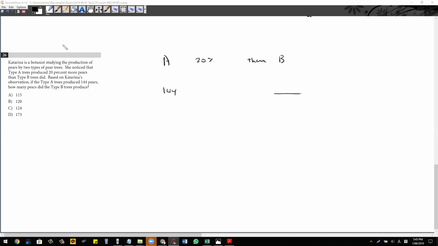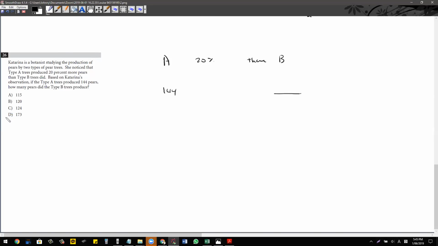So straight away, we can get rid of this one here, because it can't be more than 144. So it produces 20% more pears than type B. So we can think about taking the 80% of 144. Could that be B?